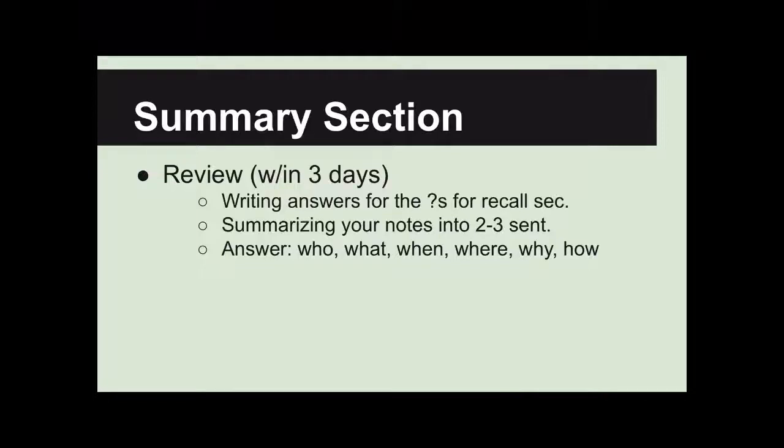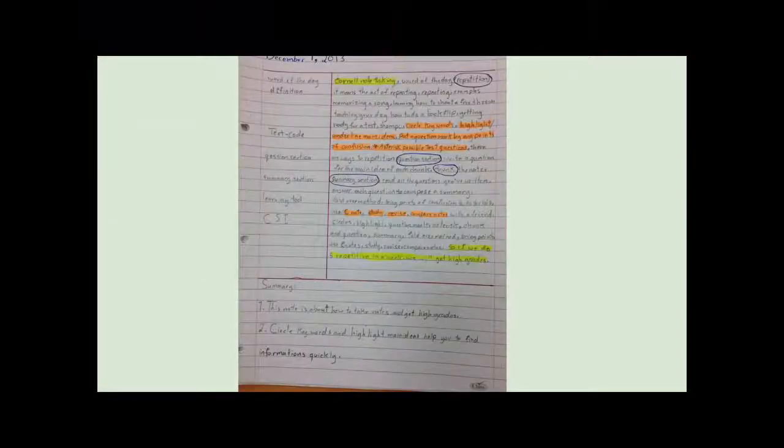Finally, we have the summary section at the bottom of the page. You write that 3 days after your class. So a summary is just where you repeat the main ideas again. A good way of doing that is just simply to answer the questions that you wrote in the recall section. You should only really be writing 2 or 3 sentences. Here's an example down here. There are 2 sentences written in this summary.